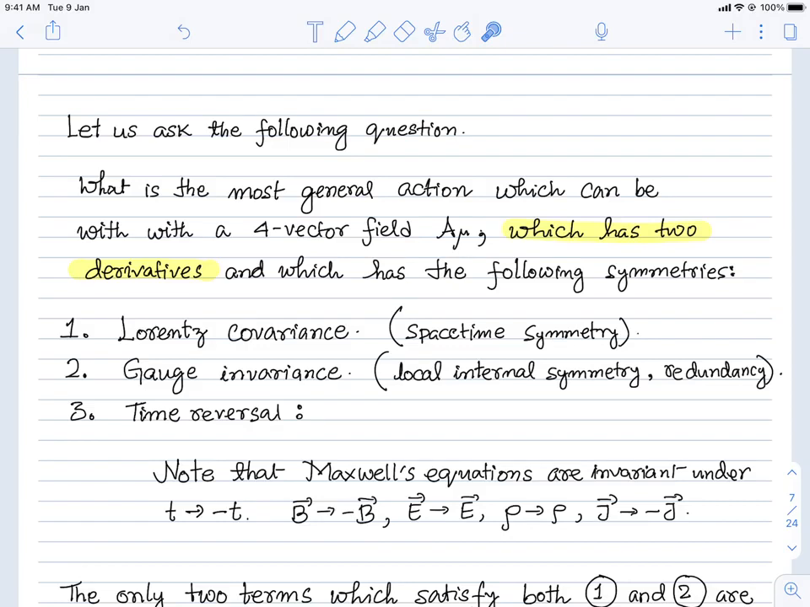So this was more of a throwaway remark, but essentially, we are on track. We want to consider A mu as the main degree of freedom, and we want to construct a Lagrangian density for A mu which is Lorentz invariant, gauge invariant, and apart from this, we want to ensure that it is time reversal invariant. Why is that so? Again, this is a symmetry principle. It's a discrete symmetry: t going to minus t.